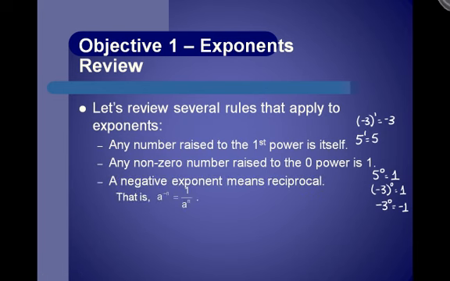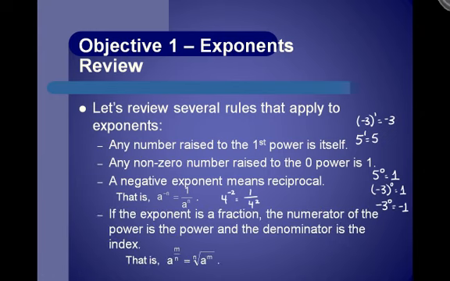A negative exponent means reciprocal, that is, a to the negative n means 1 over a to the n. So if we have 4 to the negative 2, that means 1 over 4 to the second power.